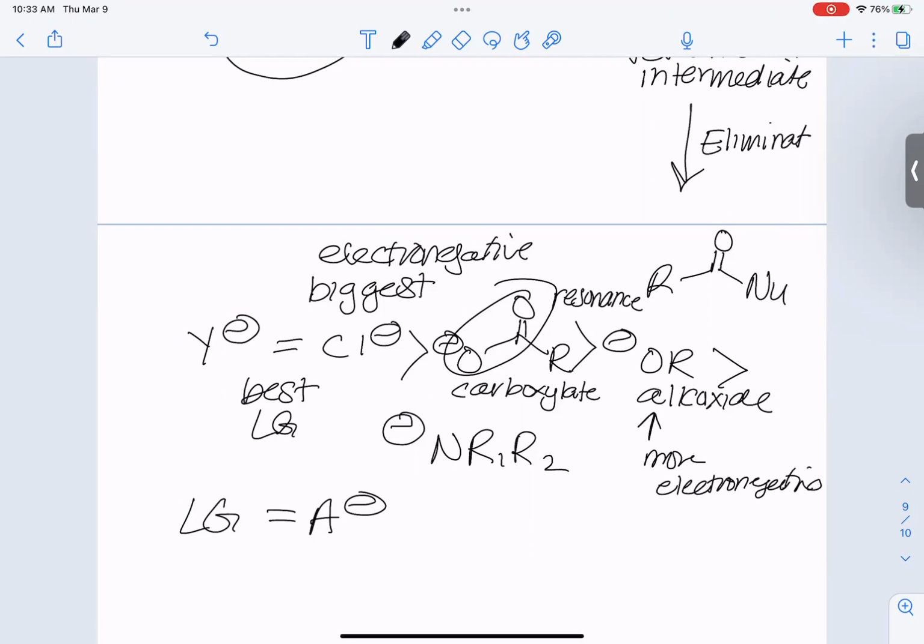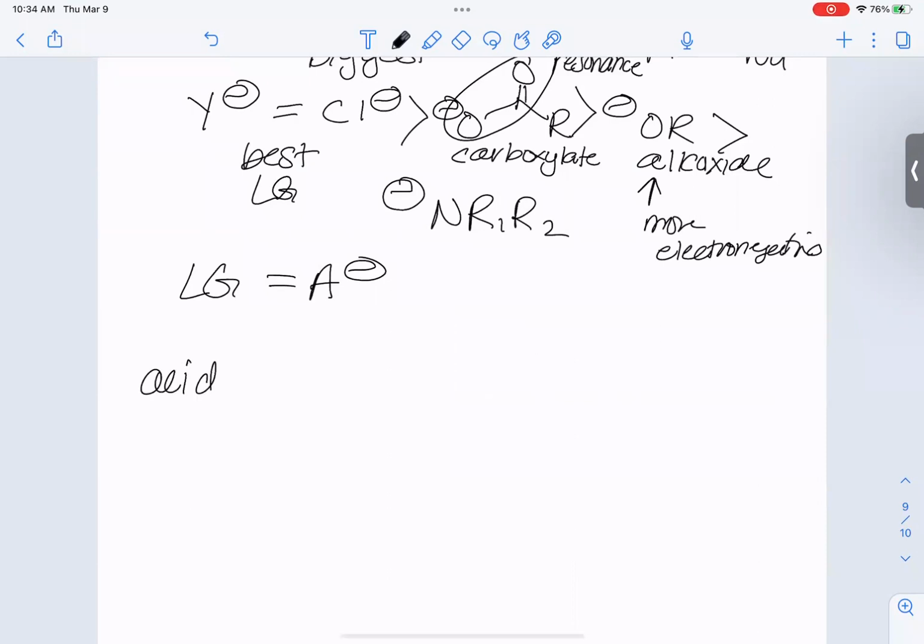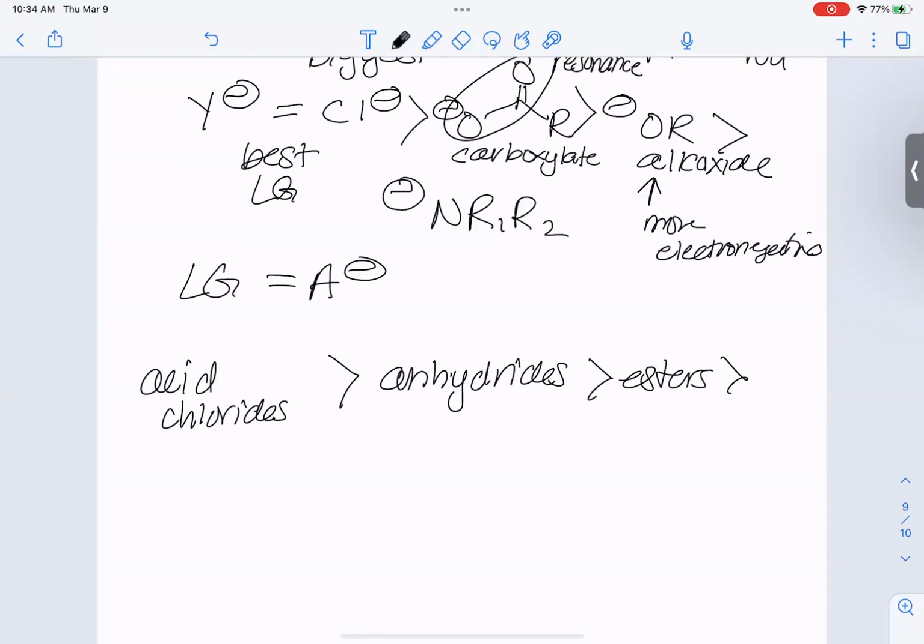So do you understand why I'm saying to you that sometimes you have to memorize certain concepts, but then they just carry through? This is the same thing that we looked at when we looked at the stability of an acid or the strength of an acid. Same principles are applying here. It's not learning new principles. It's just using them in a different way. So your acid chlorides are the most reactive, followed by the anhydrides, followed by the esters, followed by the amides.